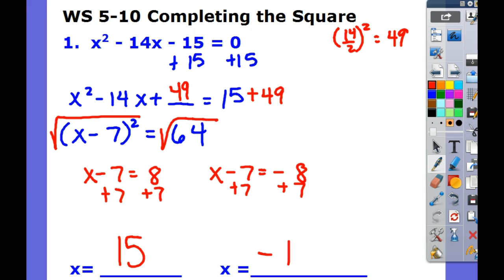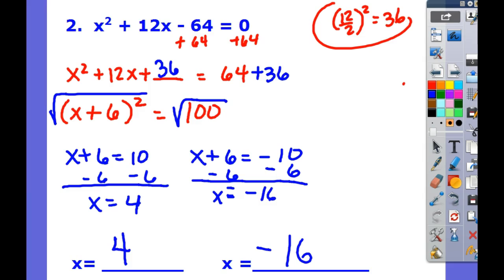How did you do on problem number 1 on your homework paper? It would not matter which one you put first. If you have a positive 15 and a negative 1, it doesn't matter which order you write them down in. Did you find your two x-intercepts? How did you do on problem number 2? Problem number 2 is on the left-hand side of the page. It goes 1, 2, 3 down the left-hand side of the page. Did you get problem number 2 correct? And so this worksheet will be due on Wednesday.